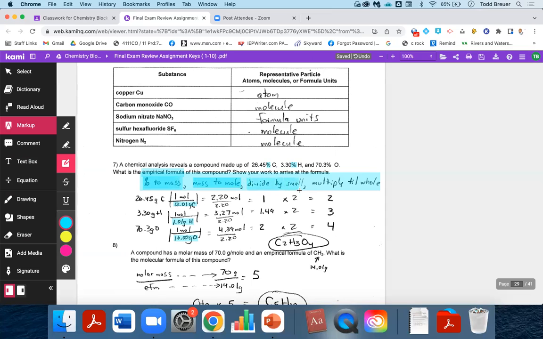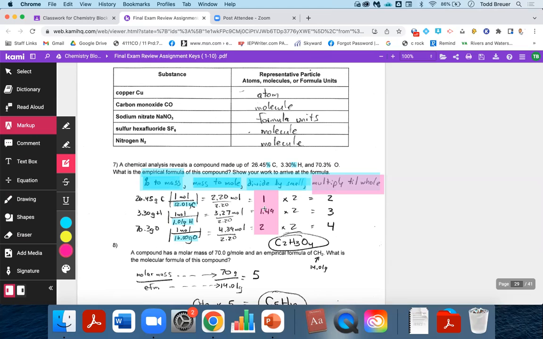Divide by small, that's the next step of the rhyme. We take the smallest mole amount and we divide each of them by that. We're guaranteed to get a whole number 1 when we do that. And we're looking to try to get whole numbers by doing this. As I said in class, we look at the numbers that we get. If they are not within 1/10 of a whole number, then we apply the last step, multiply till whole. So we got 1, 1.49, and 2.